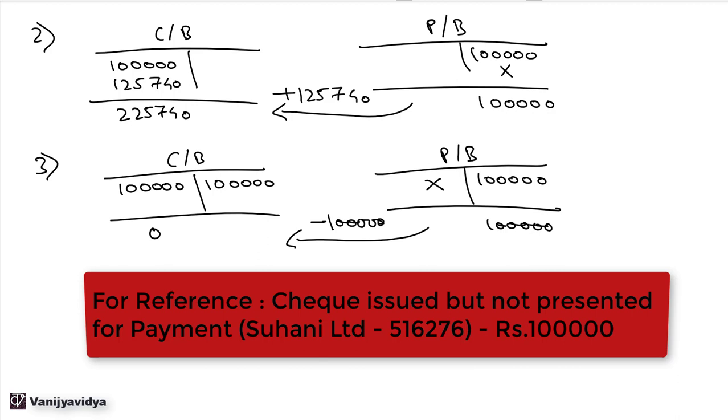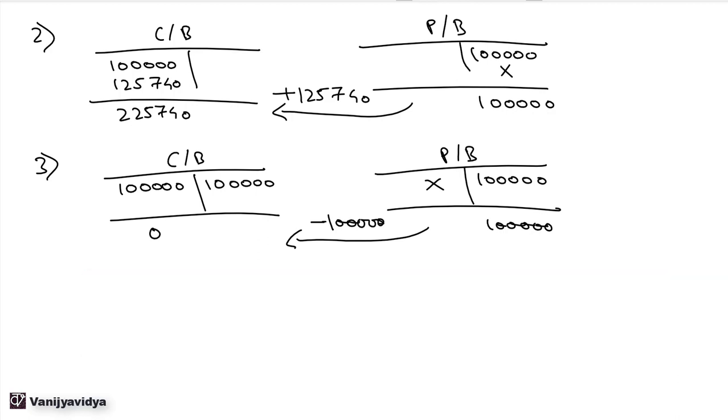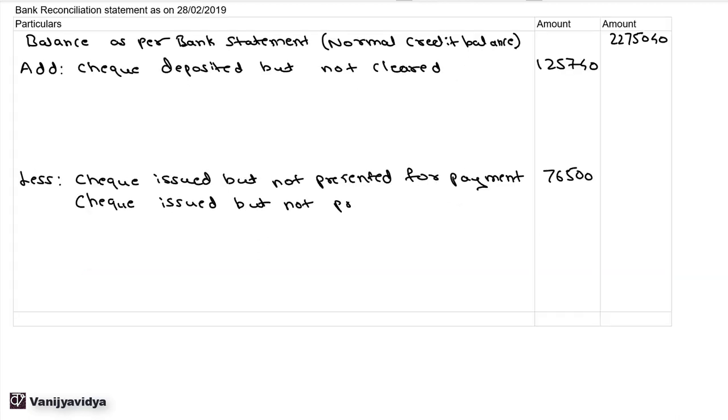See, there is one cheque which is issued and recorded in the cash book, because of which your balance in the cash book has reduced. Now the same is not recorded in the passbook. So what has happened because of that is the balance in the passbook is greater than the cash book to the extent of 1 lakh. Now here we are moving from passbook to cash book, so we have to reduce 1 lakh in the bank reconciliation statement. Let's do this. Less cheque issued but not presented for payment 1 lakh.